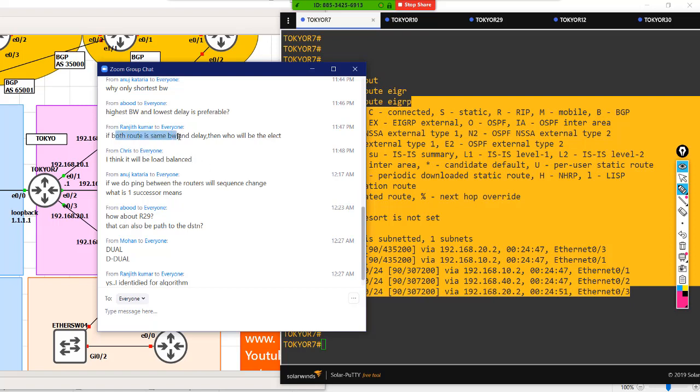If both routes have the same bandwidth and delay, then who will be elected? That we checked. If there is the same bandwidth and delay, your EIGRP is going to put both of them in the routing table. So basically it will by default select 4, but you can keep up to 32 also. Yes, that's called load balance.